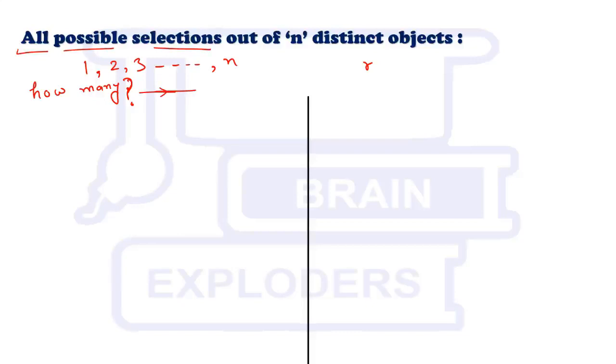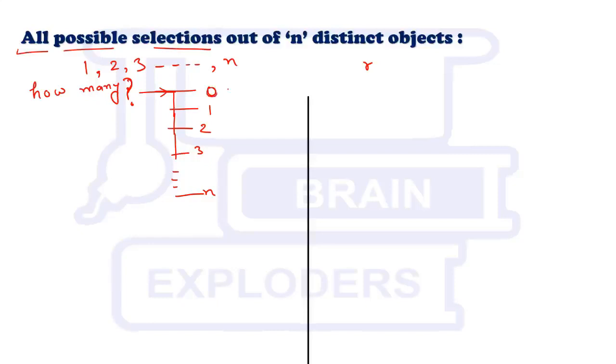Means how many selections can be done? We have to take all possible cases. Means we have to take the case of 0, the case of 1, the case of 2, the case of 3, means when R is equal to 1, when R is equal to 2, when R is equal to 3, and all possible cases up to R is equal to n. Okay, so one by one we will see all these.